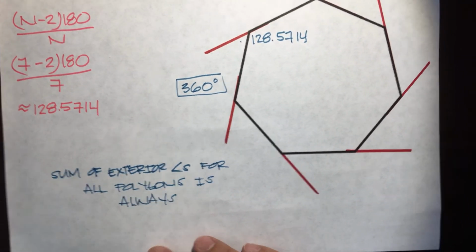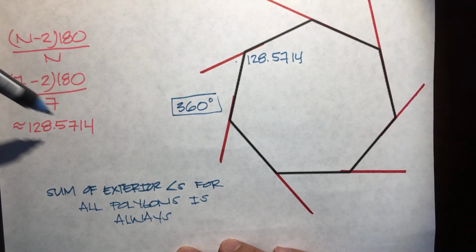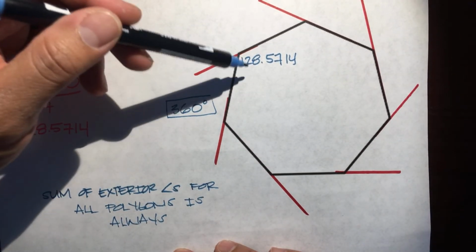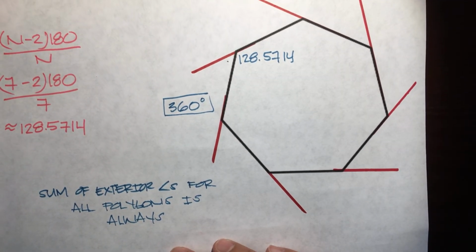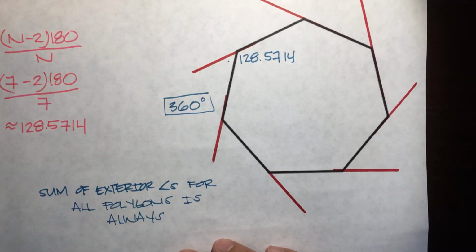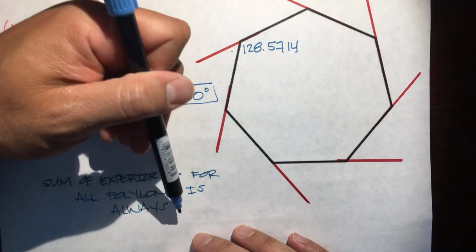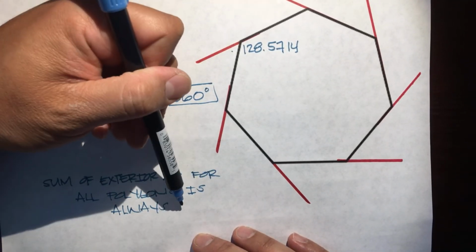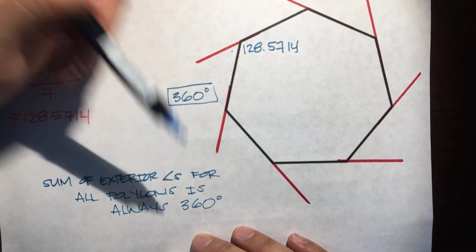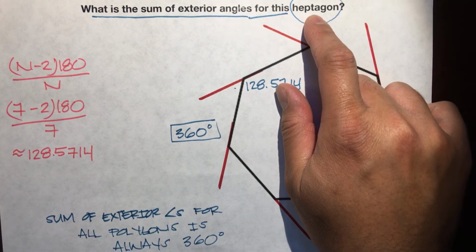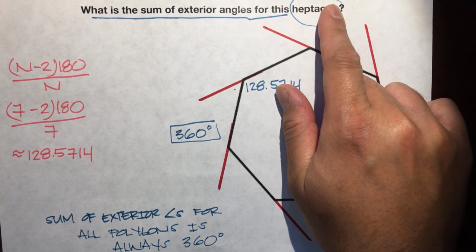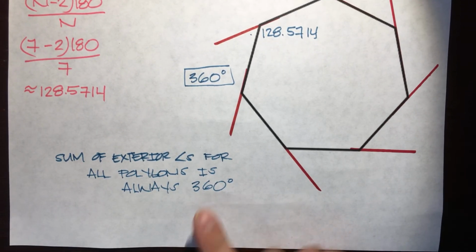Now, I did the heavy lifting. You will never have to do this and this and this for any shape, because we can use the pattern that we just watched. They always add up to 360 degrees. There you go. What is the sum of exterior angles for whatever polygon is here? It's always 360 degrees.